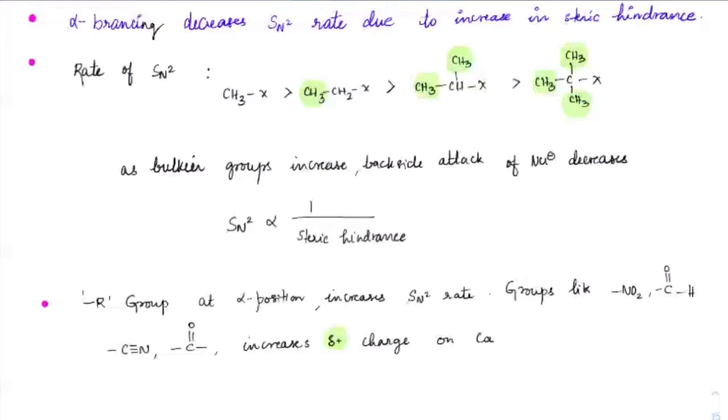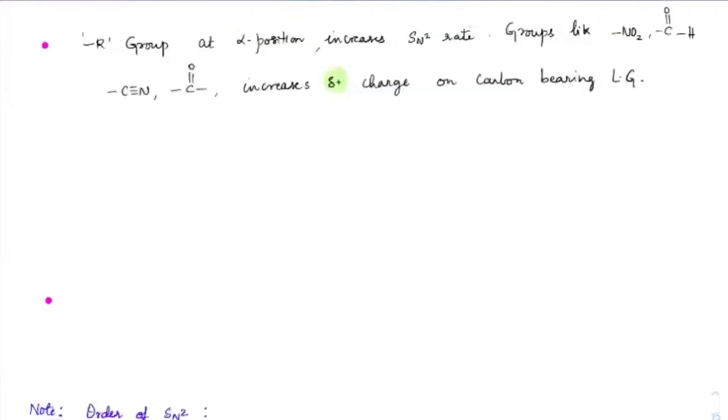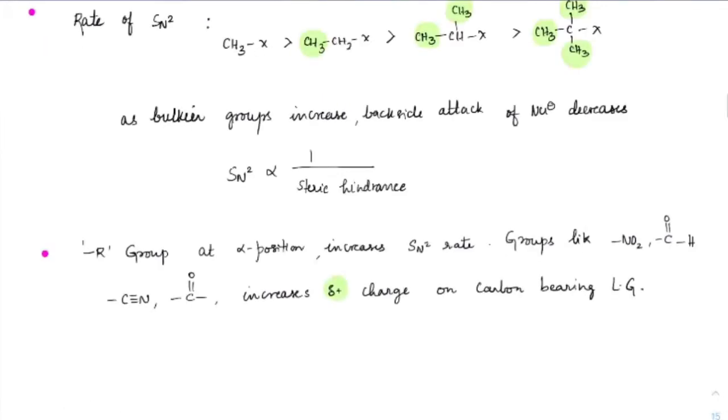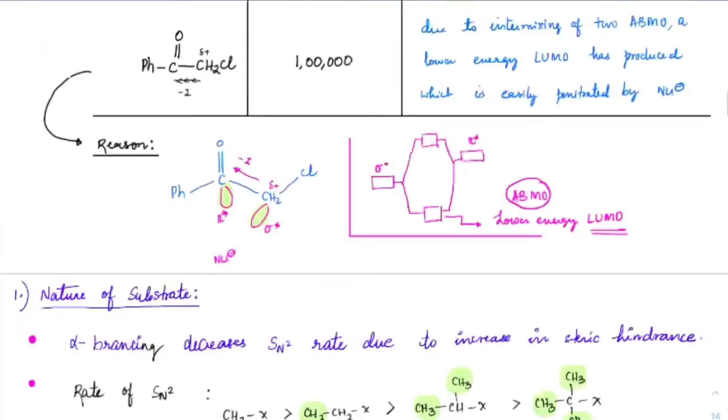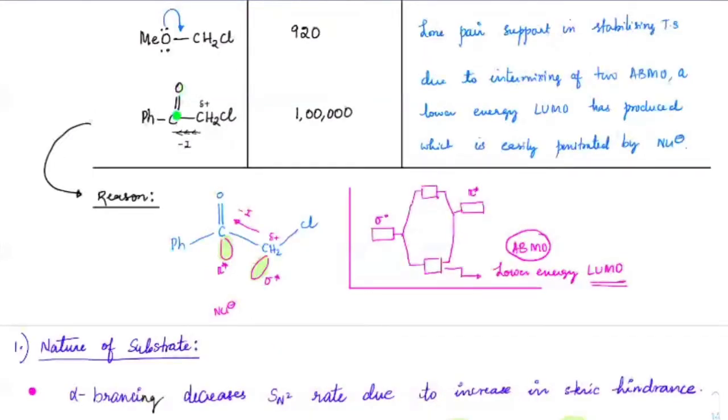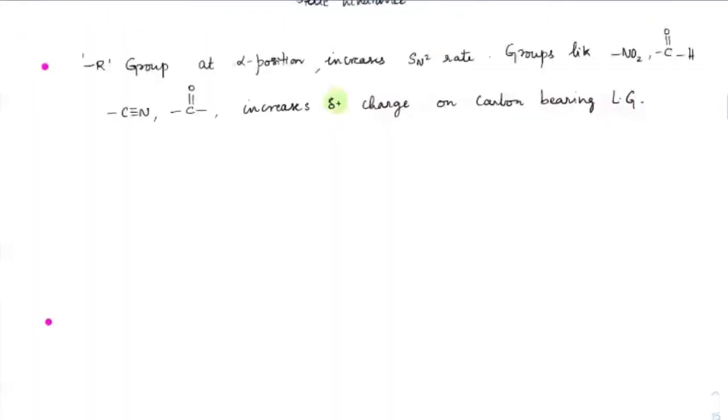So in case there is a minus R group present at the alpha position, which is the same case here, you can see this is at the alpha position, a C double bond O group is present. So that would increase the reaction rate drastically. So this is what you'll observe. For example, if I take this chlorine with respect to this double bond Cl, then the rate of this would be very high.